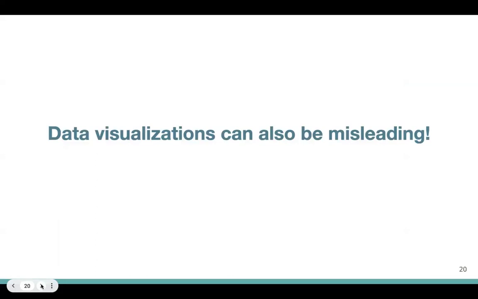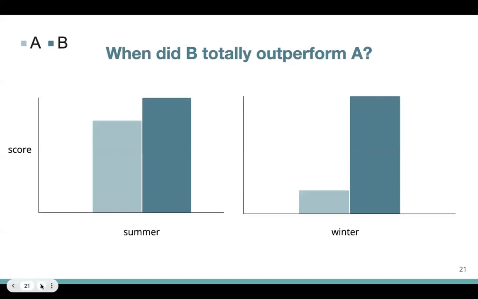That is not to say that you cannot lie with data visualizations. Data visualizations, of course, can also be misleading. And we'll take a look at a couple of misleading data visualizations. So here you have the performance of, say, 2 sports teams, A and B. The left is the performance in the summer, the right is the performance in the winter. A is the team shown in the lighter bar, B is the team shown in the darker bar. The y-axis is just the score. Pretty straightforward data visualization to understand.